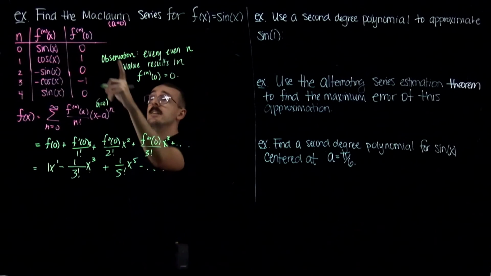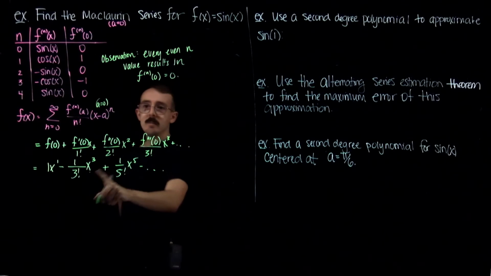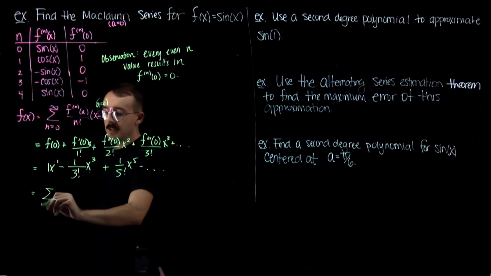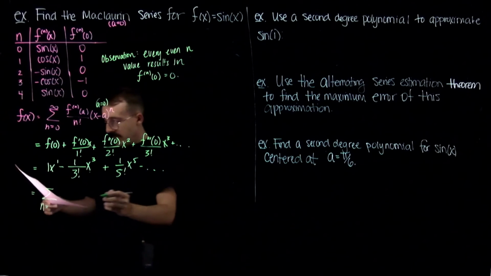So notice for the sign here, all of your odd powers are remaining. Well, what's a way to re-express this? Well, you could say, I have the summation n equals 0 to infinity.